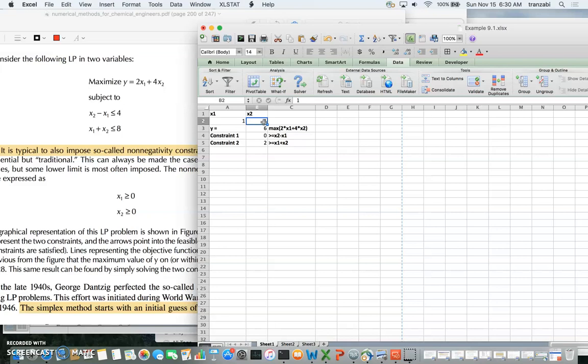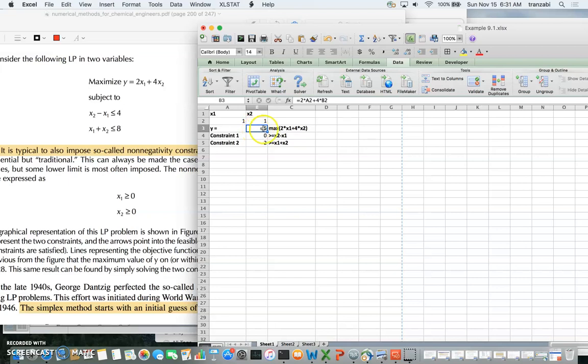Okay, so then I write my objective function. Here's y equals, and I implement the objective function in here. If we look at the equation, it's 2 times x1, which is 2 times a2, plus 4 times x2, which is 4 times b2. So here's the objective function. I implemented the equation into this cell that I just highlighted.